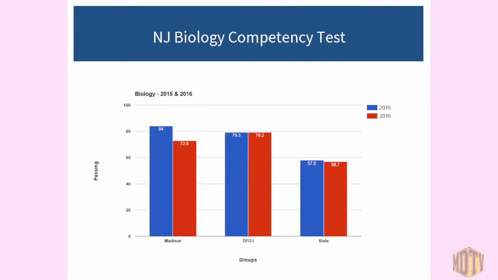And this final slide on science is reflecting the New Jersey Biology Competency Test. And you'll notice going from left to right, Madison, DFG, and state, we have noticed a slight decrease in our biology competency scores, and this is an area of focus for our high school Department of Science this year.